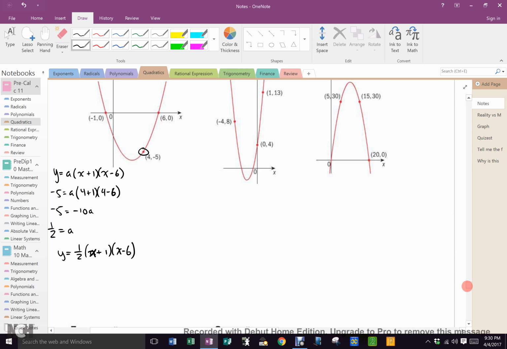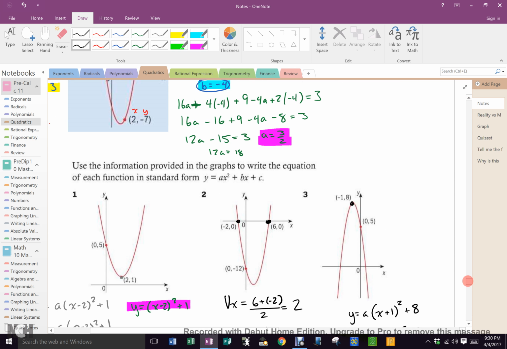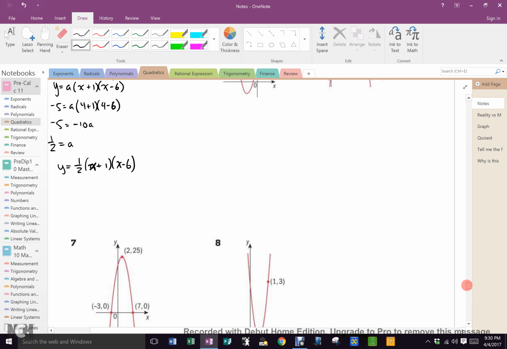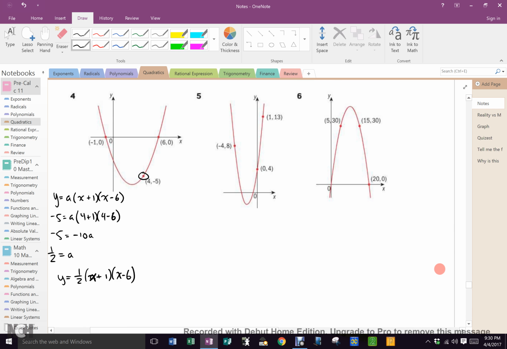I just got to check something, guys. I can't remember. Did I ask for these in general form? Oh, in standard form I did. Curses. Well, I'm too lazy to go back and fix everything I did, so I'm going to leave them like this. To standard form them, of course, you just expand it.